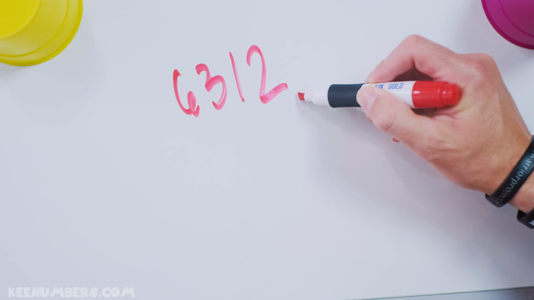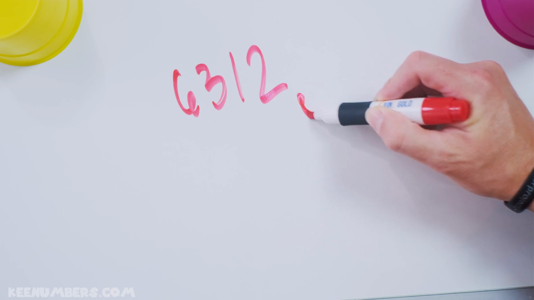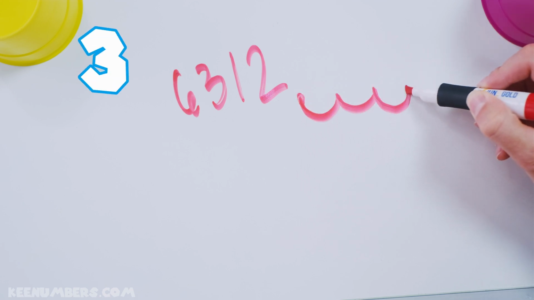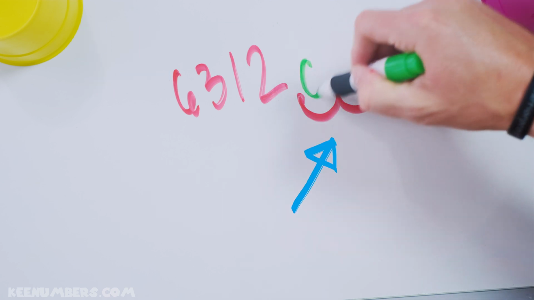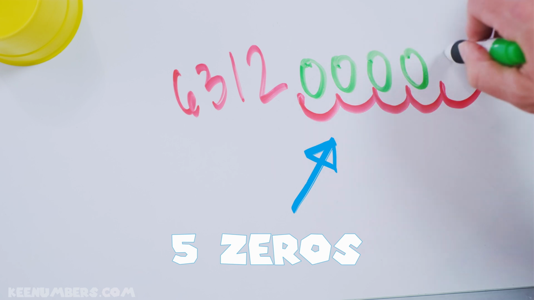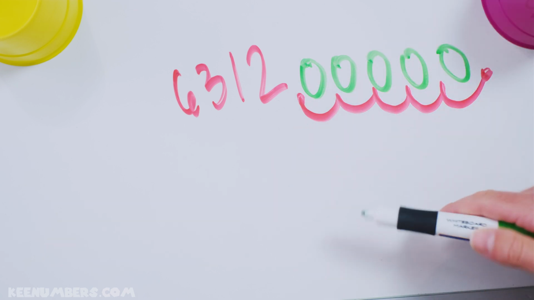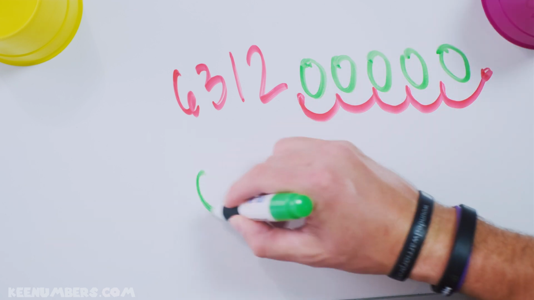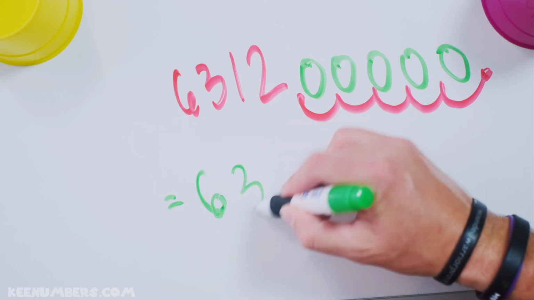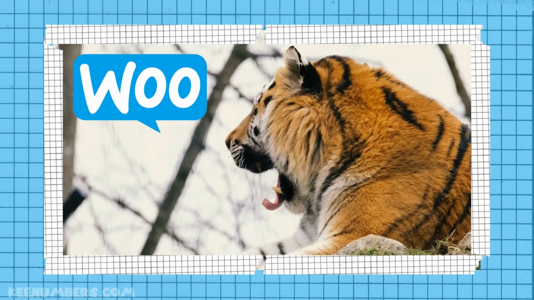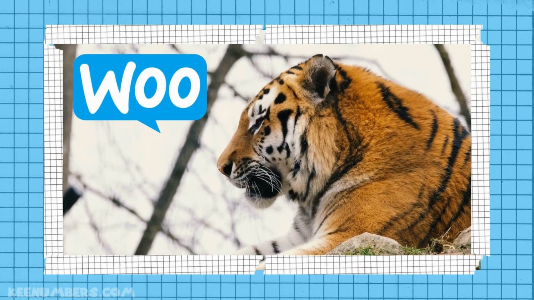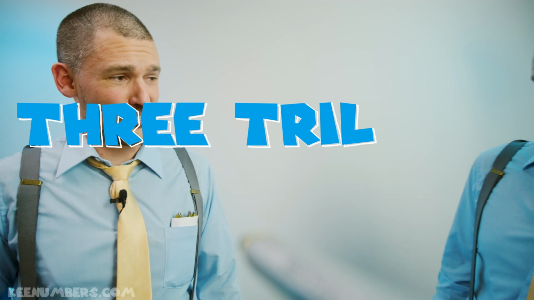We took this decimal over how many places? 1, 2, 3, 4, 5. Well, the number we were multiplying by, 100,000, had 5 zeros in it. And that's where you can see we get the 631,200,000. Yeah! We only overspent by $3 trillion this year.